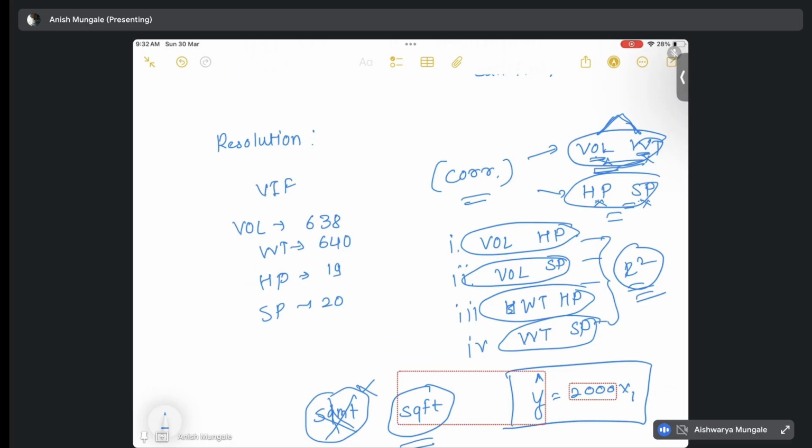Rest we don't need to use. So we will use only that model which has higher R square.